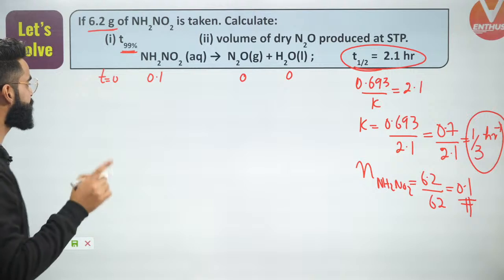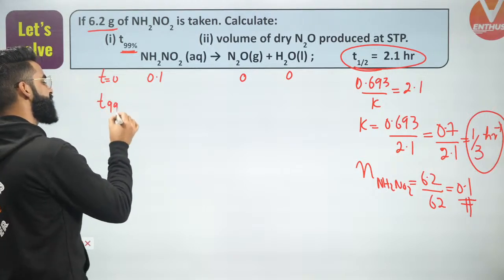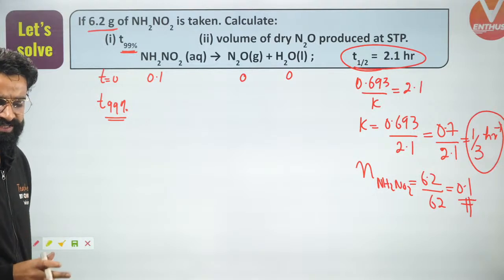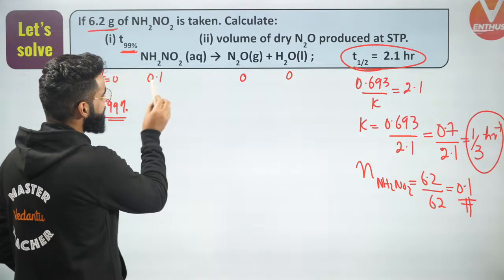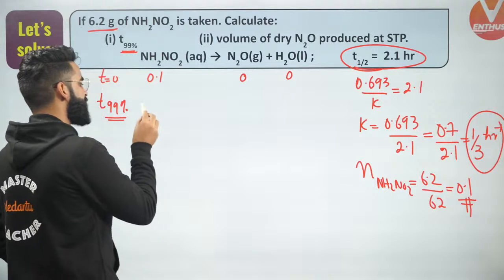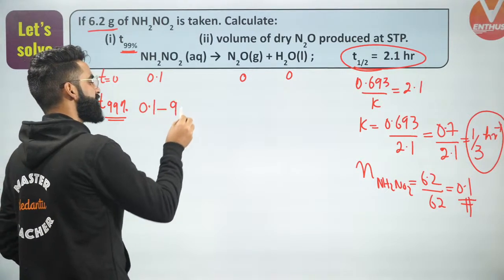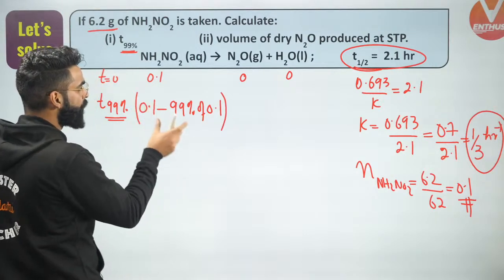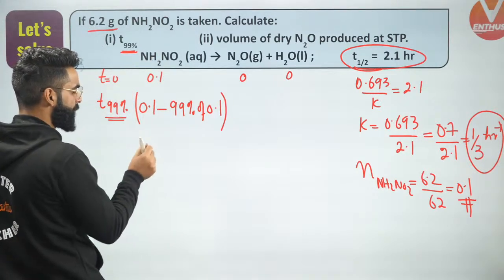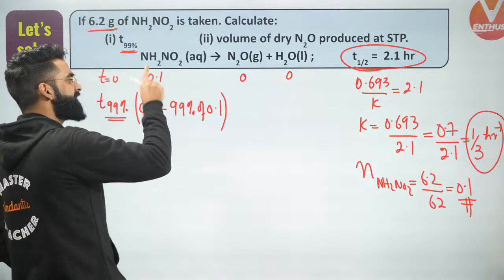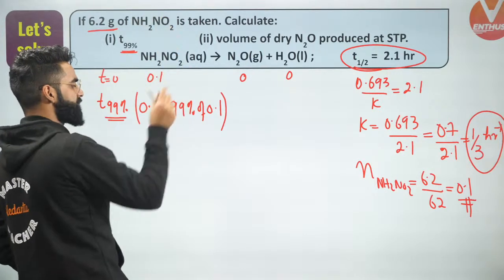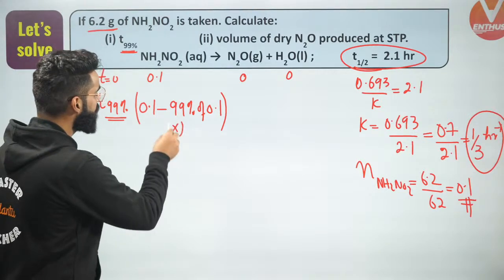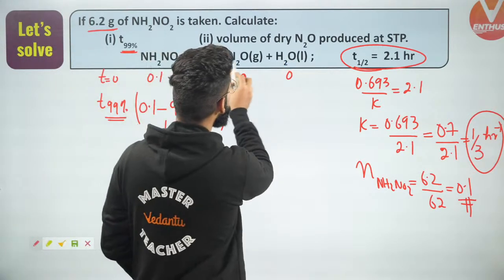Now, since we know 99% of the reaction is getting completed, what does that mean? That means 99% of the reactant is getting converted into products. So I'll be left with 0.1 minus 99% of 0.1 moles of reactant in the container. But I've got nothing to do with this. What do I have to calculate? I have to calculate the volume of dry N2O produced.